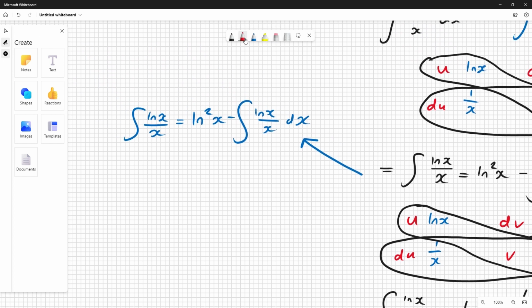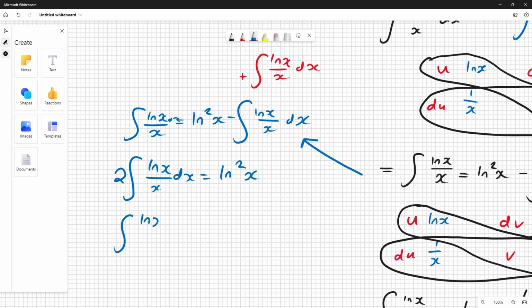So the thing we can do is just add the integral of ln x over x dx to both sides. And with that, we get 2 lots of the integral of ln x over x dx equals ln squared x. And then we just divide by 2. So the integral of natural log of x over x dx is just 1/2 ln squared x plus some constant c.